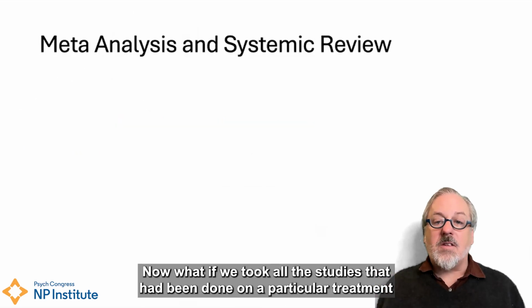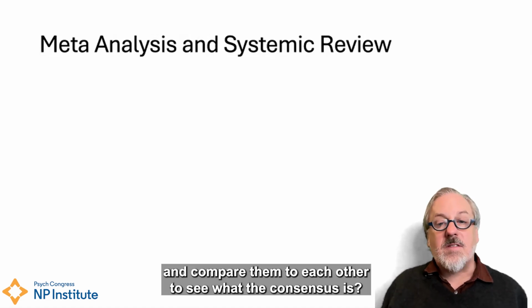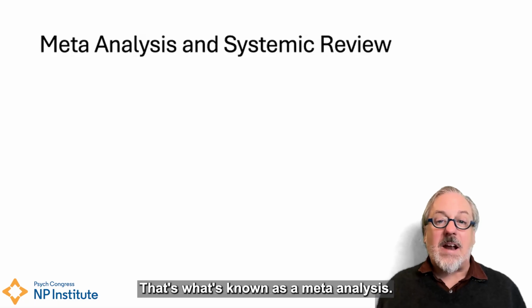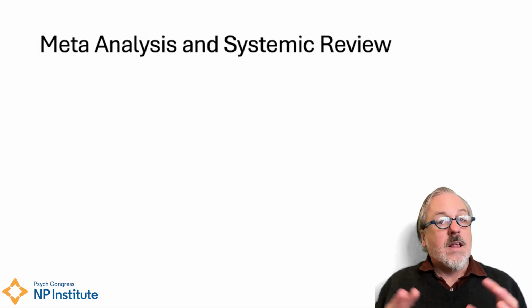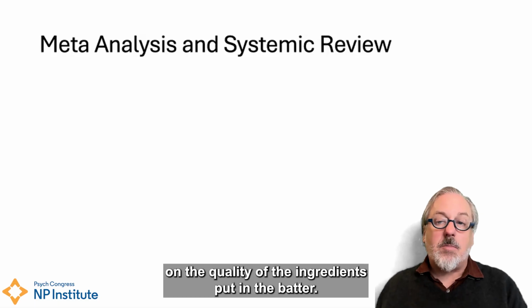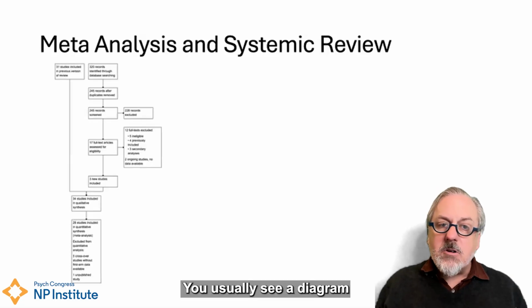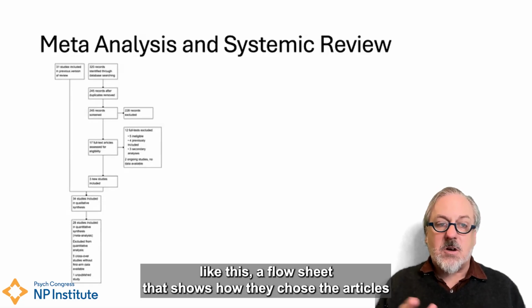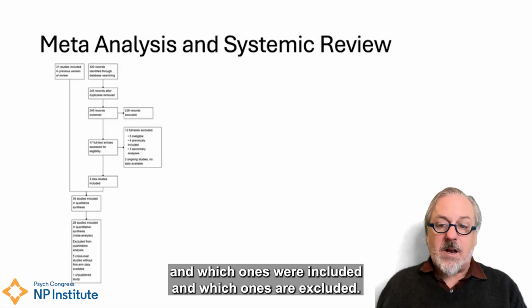Now, what if we took all the studies that have been done on a particular treatment and compared them to each other to see what the consensus is? That's what's known as a meta-analysis, and it's a really useful tool in evidence-based practice. Now, there's a couple of pitfalls to look out for. Like baking a cake, your results are going to depend on the quality of the ingredients you put in the batter. So it's important to understand how they decided which studies to include and which to leave out. You usually see a diagram like this, a flow sheet that shows how they chose the articles and which ones were included and which ones were excluded.